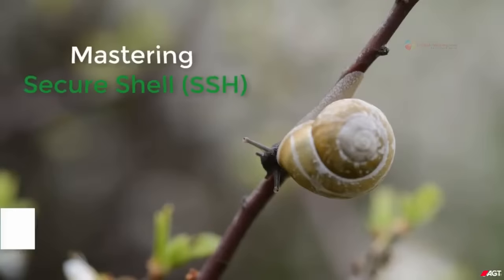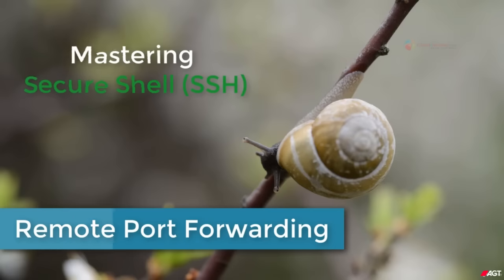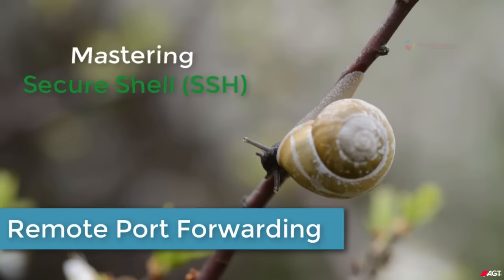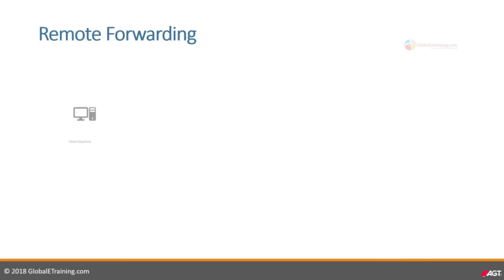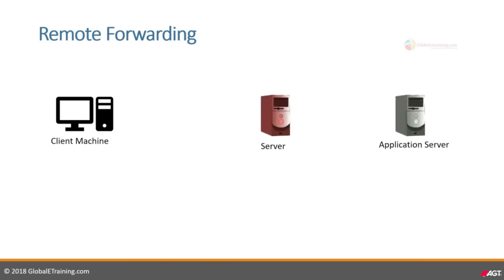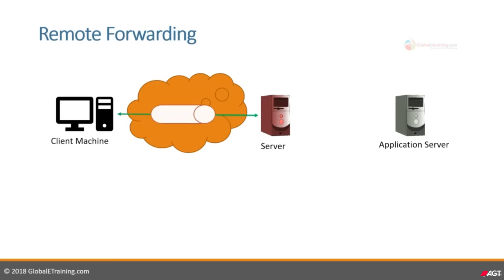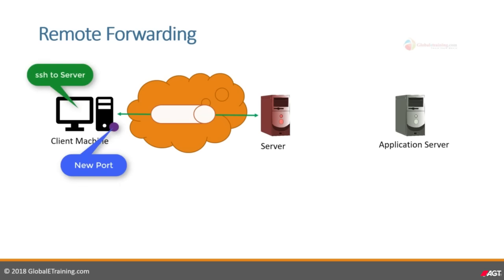Hello everyone, welcome back. In this video, we will look at remote port forwarding. Here is the diagram that we looked at with the local forwarding. In the local forwarding demo, we SSH'd from the client machine to the server machine and opened up a port on the client machine that is mapped to a desired port on the server machine. In other words, a new port is opened on the machine where we execute the SSH command.